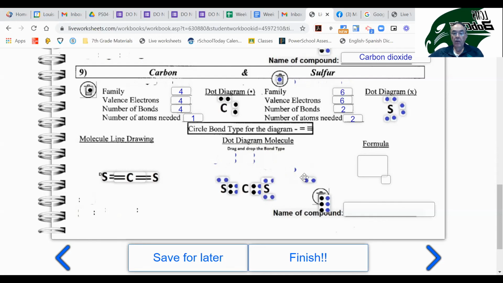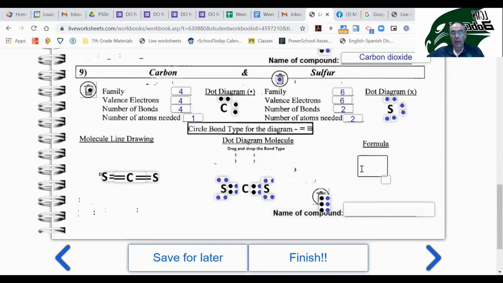3, 4, 5, 6. And then again, with the electrons that sulfur owns plus the 4 that it's sharing, it has 8. The 4 electrons that this sulfur owns plus the 4 it's sharing has 8. The ones that it's sharing in the middle here, the carbon has 8 electrons. So everybody has full outer energy levels.